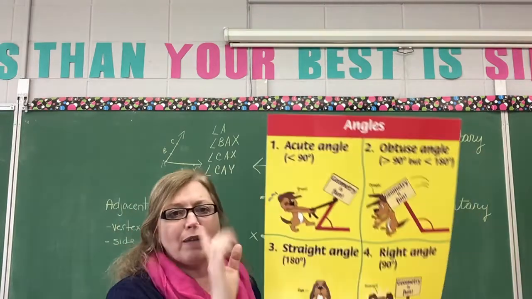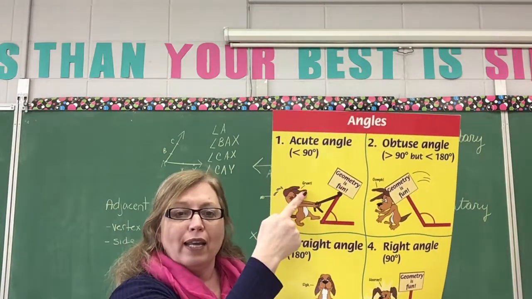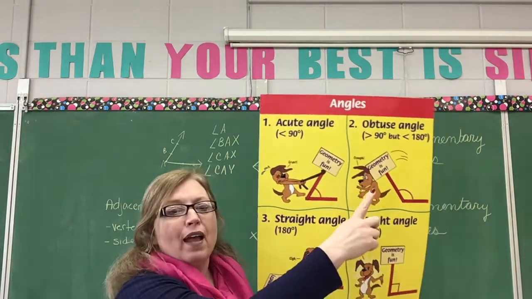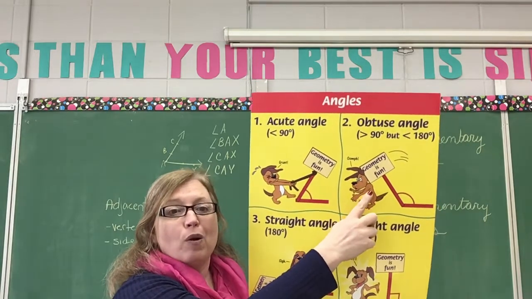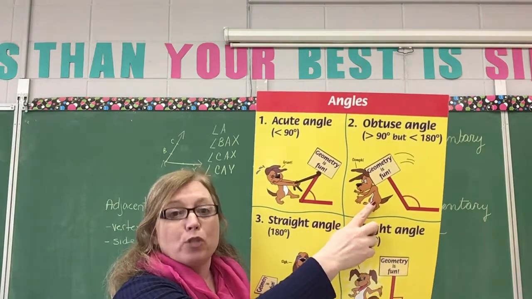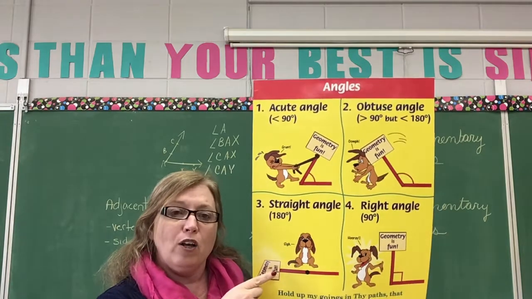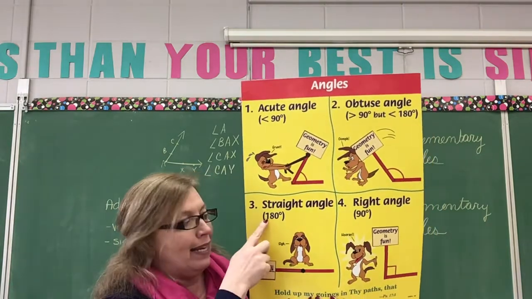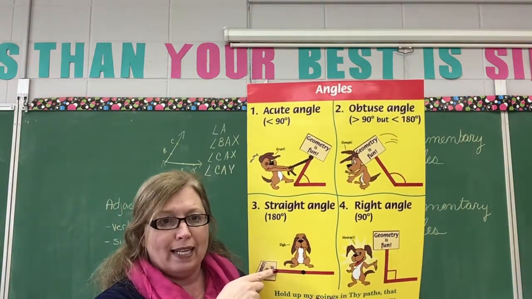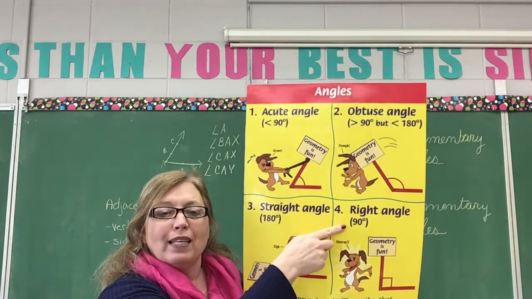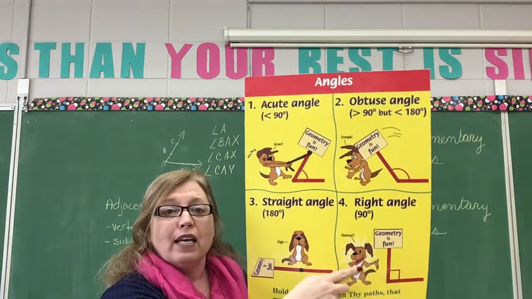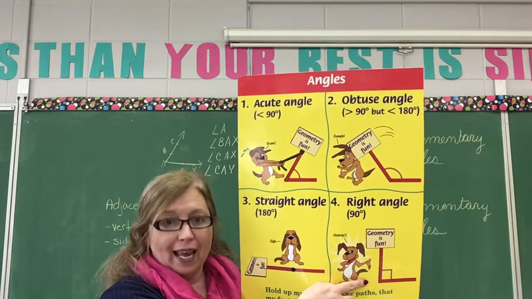Okay, so one more time, let's say them quickly. A small angle is an acute angle. A large angle or an angle more than 90 is an obtuse angle. An angle with exactly 180 degrees is a straight angle. An angle with exactly 90 degrees is called a right angle.